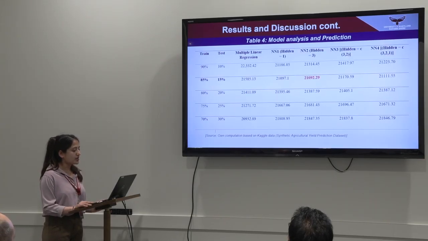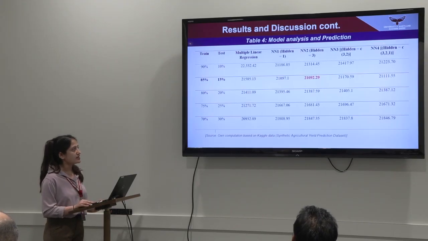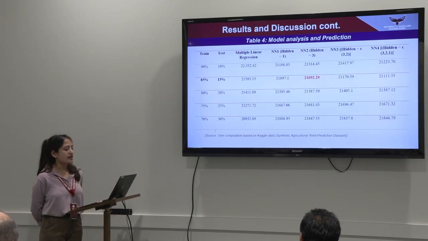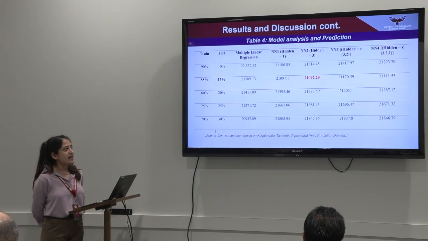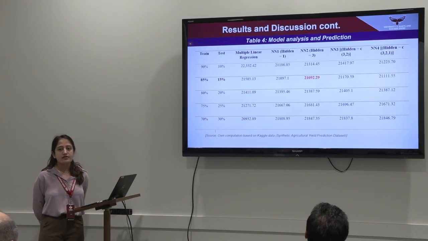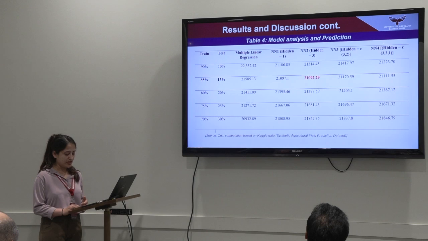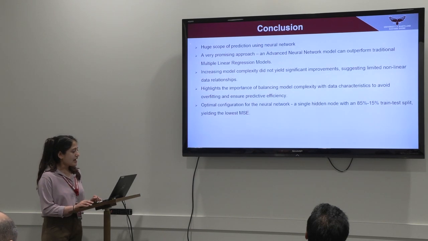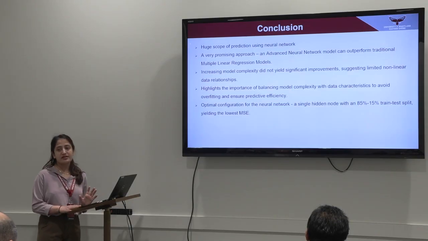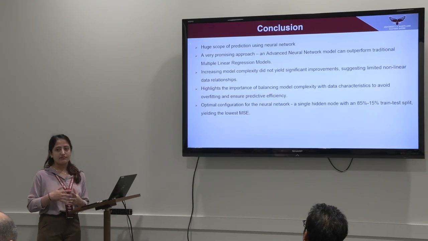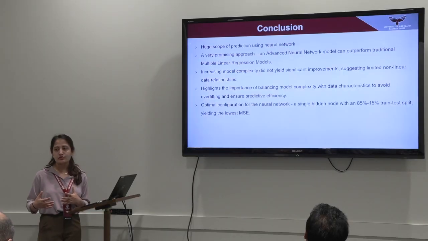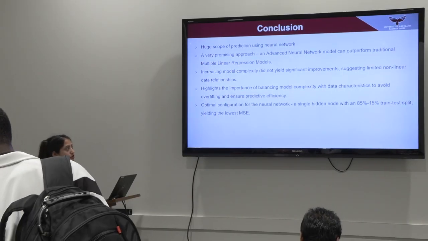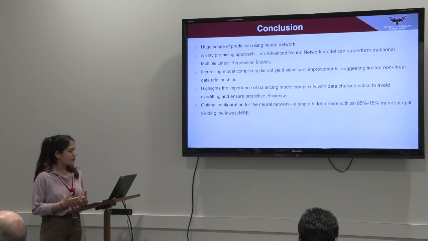And we found that the neural network model with the 85/15 train-test data split had the highest predictive accuracy, and we evaluated this using the mean squared error. From this we can say that model complexity does not necessarily mean that it will perform better than other models. And I would like to conclude my presentation by highlighting that it is very important to balance the model complexity with the data characteristics in order to have improved accuracy in the model.